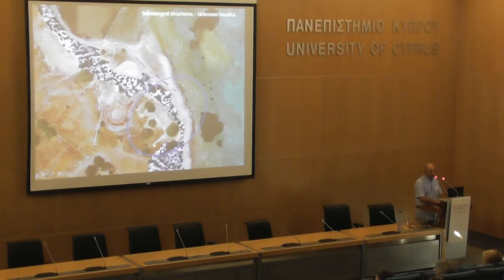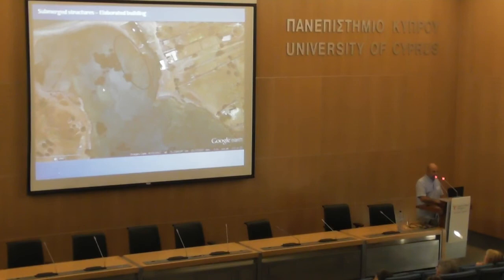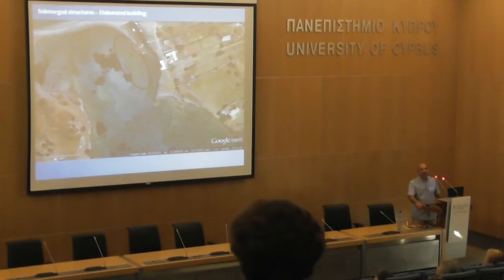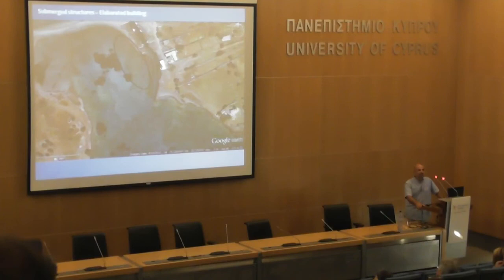In this area here, we have buildings with quite elaborate technique and materials. The channel you see on the map was excavated by the French who were guarding the autonomous Cretan state in 1898, and they recovered several inscriptions from the channel, which means that somewhere there is the city center, either the Agora or some important buildings.